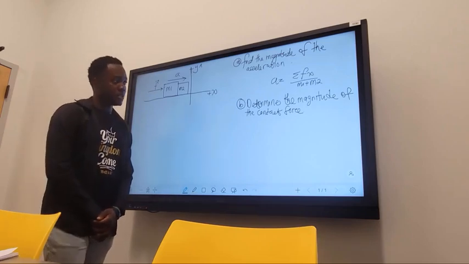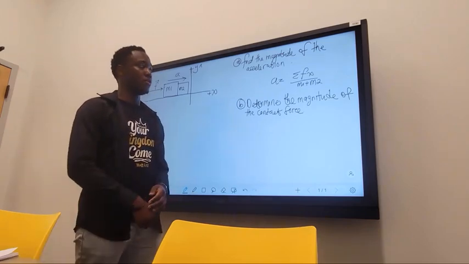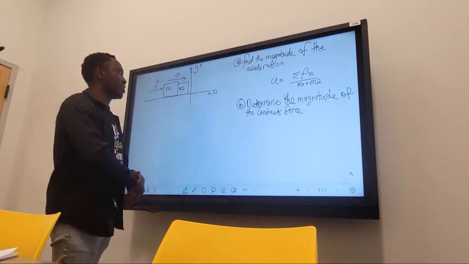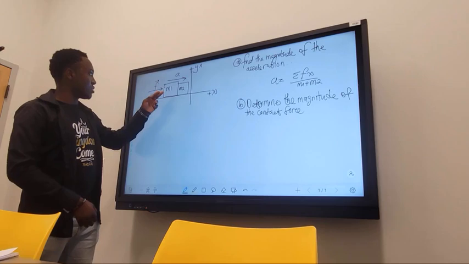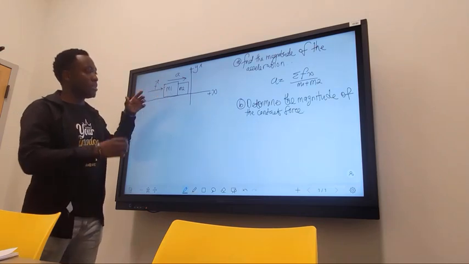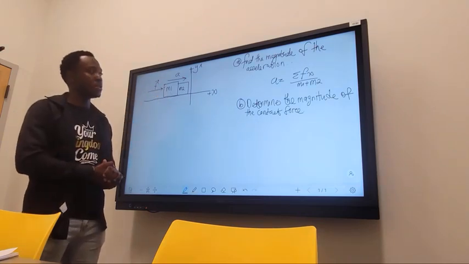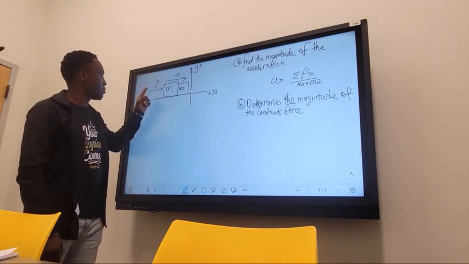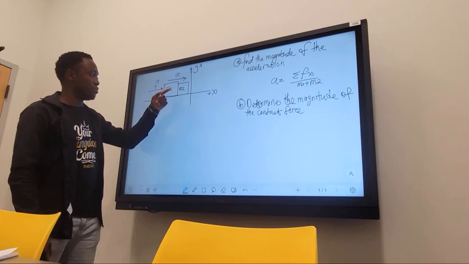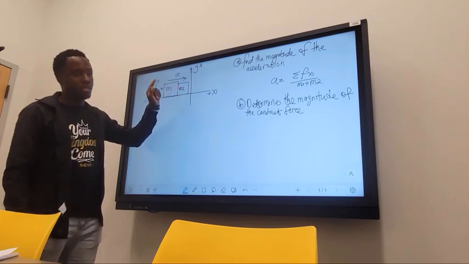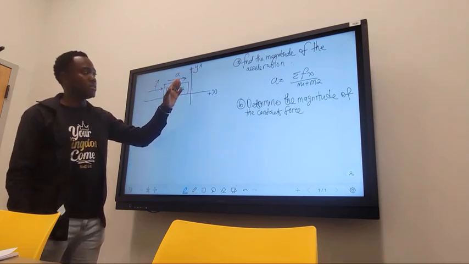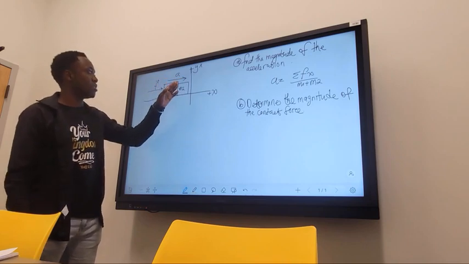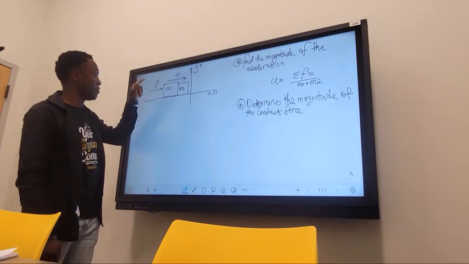Okay, so the second question states, determine the magnitude of the contact force. Let's break it down a bit. Between these two masses, mass 1 and mass 2, there exists a contact force. There's only one force being applied on both m1 and m2, but m2, being an independent mass, is resisting the motion of m1, or resisting the motion of the force.